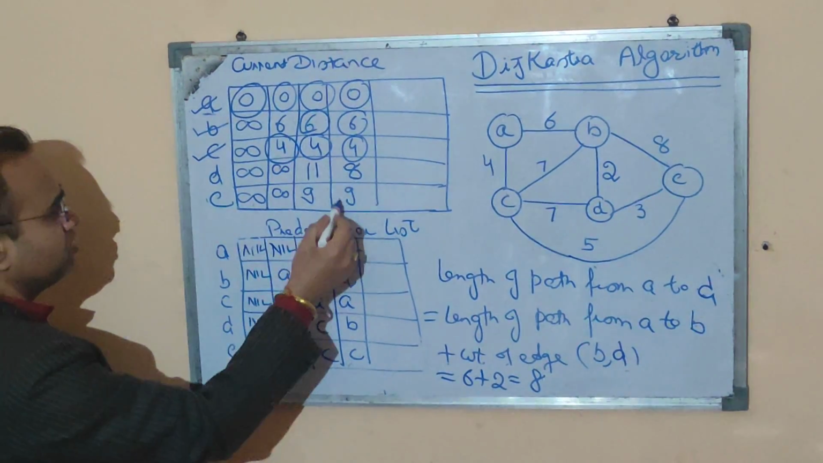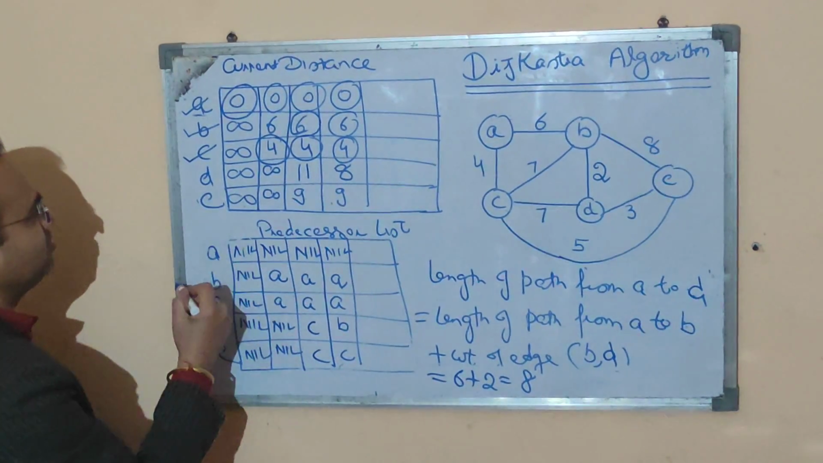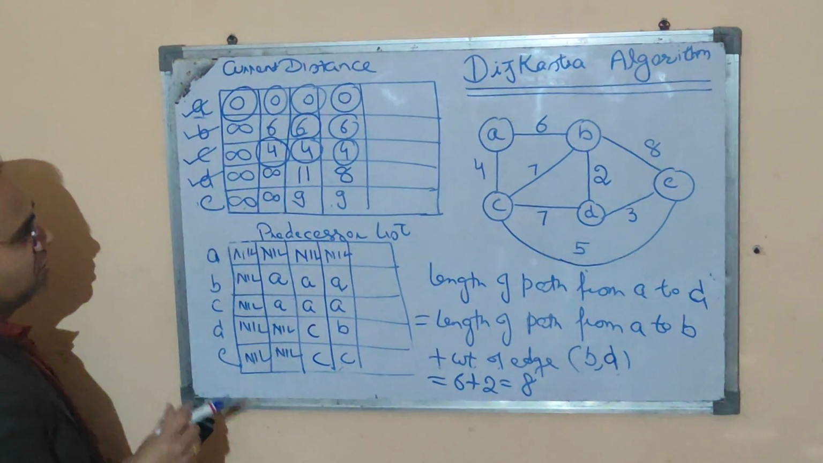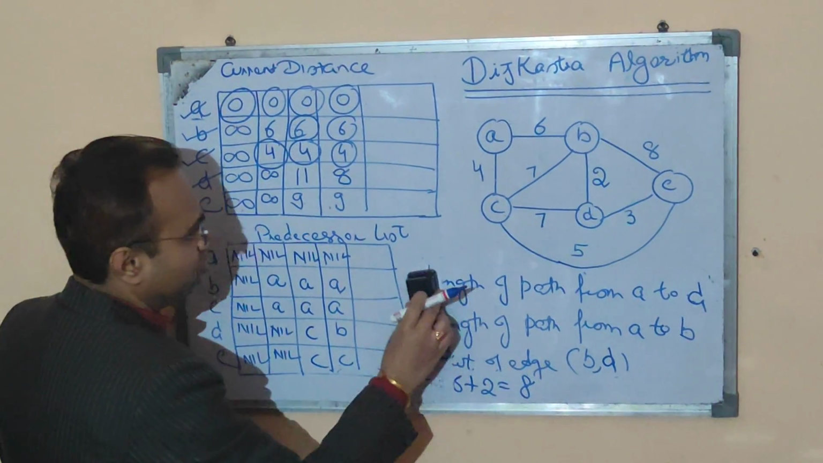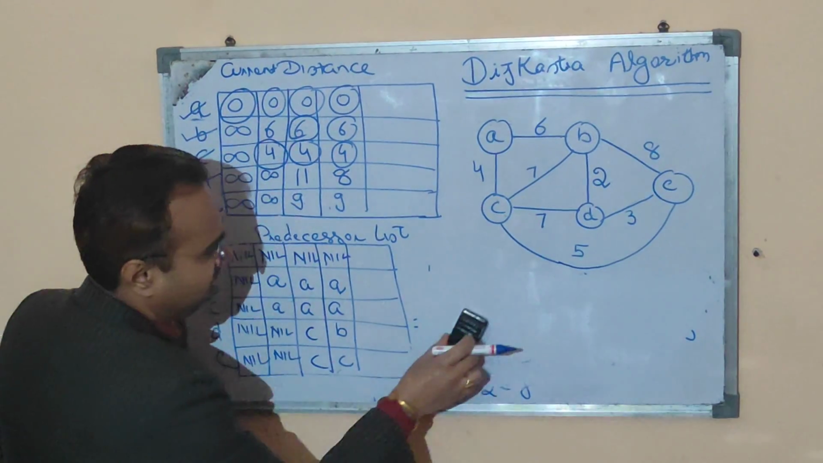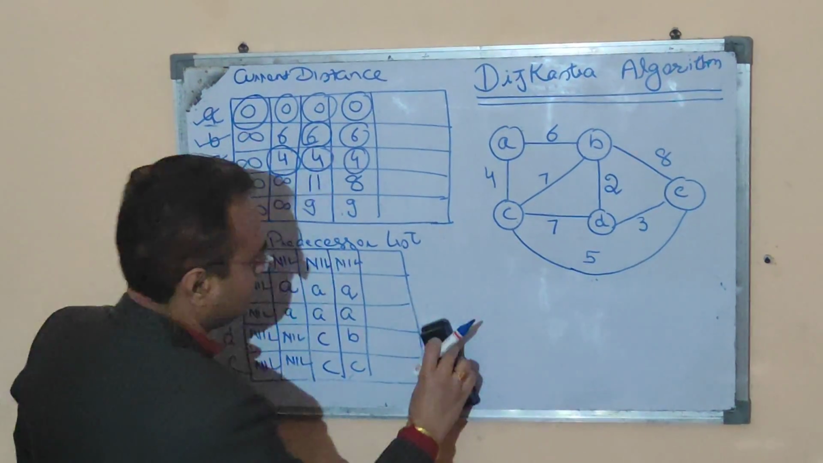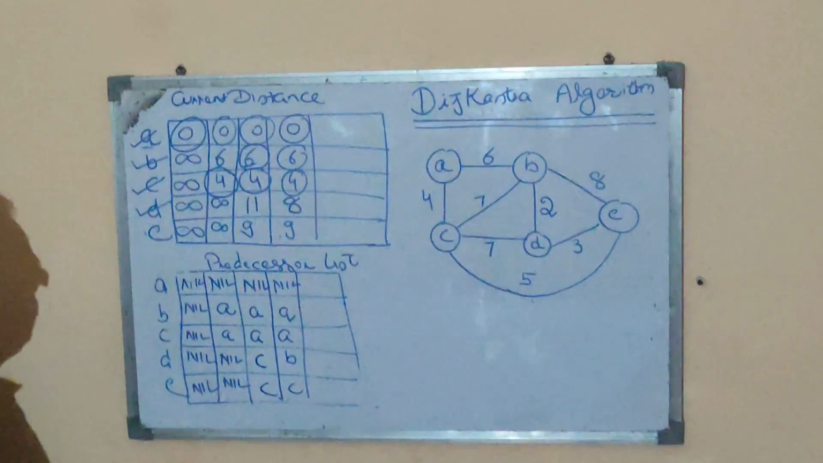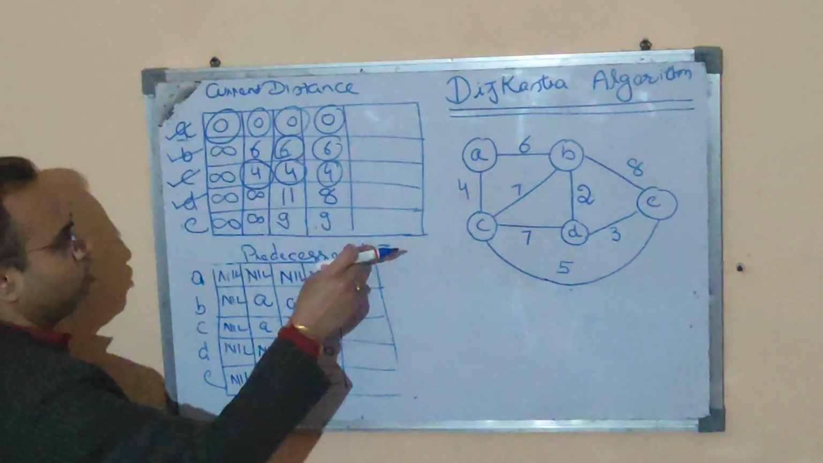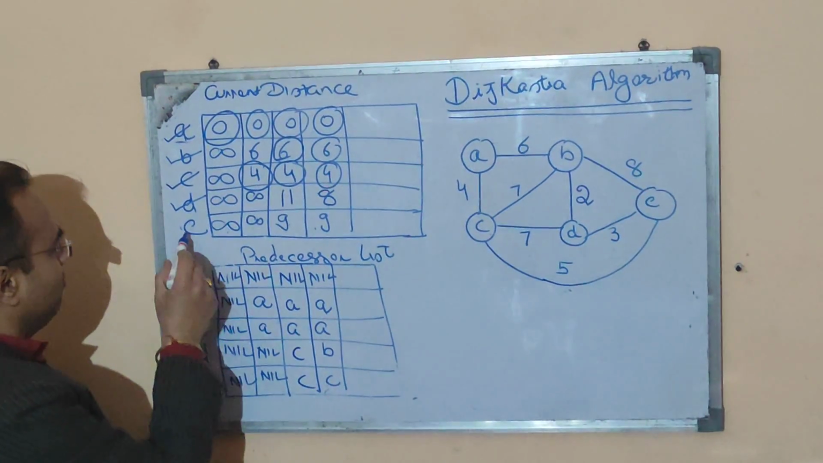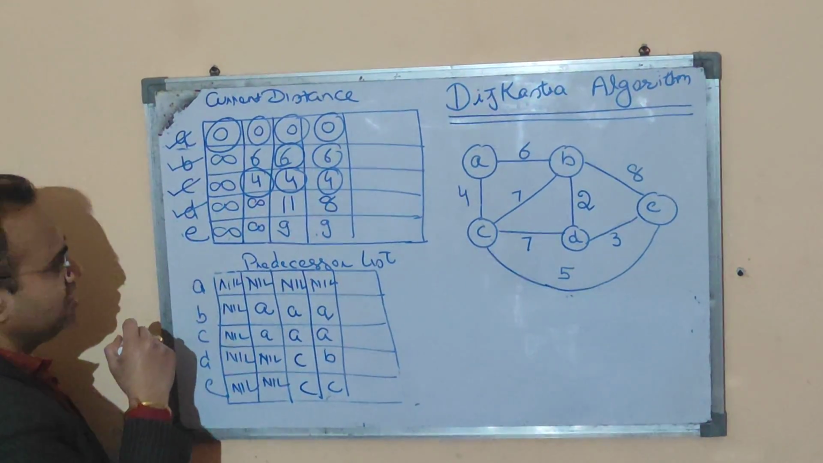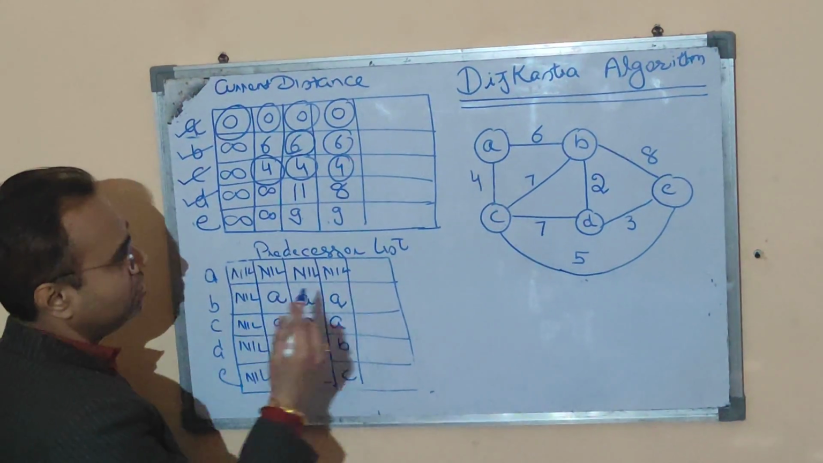The predecessor will be B, and for others it will be same as it was. Now out of these unfinalized vertices, D is of smallest value, so I am marking D as finalized. Let us see whether by following the outgoing edge from D, we get a path for E which is better than existing path or not.